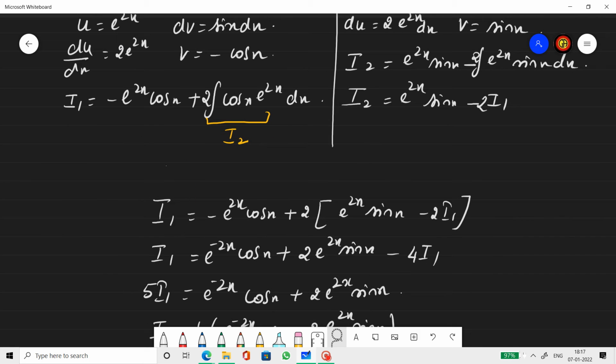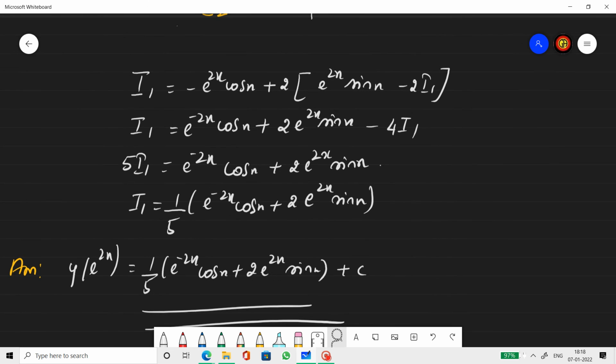I1 from this step, I1 equals minus e power 2x cos x plus 2 into the I2 answer. Multiply the minus 2 inside, plus 2 inside. So minus e power 2x cos x plus 2 e power 2x sin x minus 4I1, and there is an I1 here. So when this 4I1 goes to this side, it will be 5I1. So I1 equals 1 by 5 times of minus e power 2x cos x plus 2 e power 2x sin x.